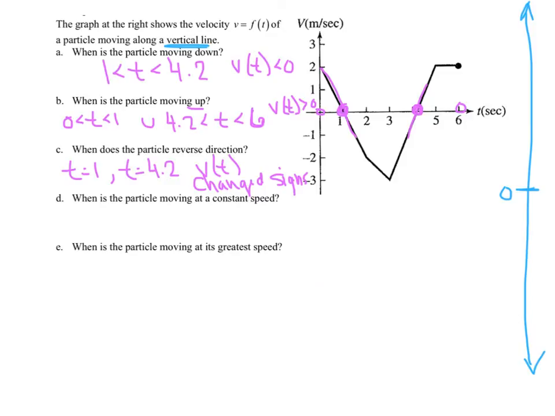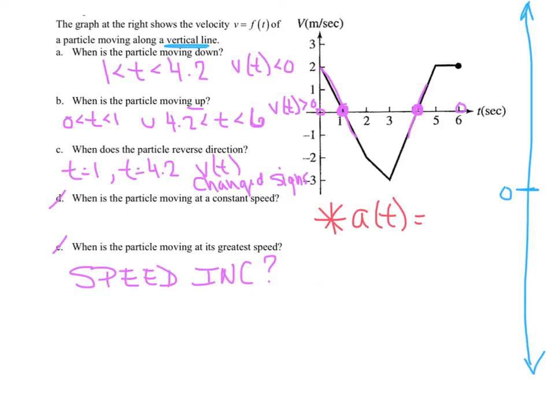Let's see. I'm going to skip these guys right now, and I'm going to pose my own question. When is the speed increasing? Okay, so we're thinking both velocity and acceleration have to have the same signs, and you're thinking, well, I know what velocity is. I've got that picture in front of me, but I don't know anything about acceleration. Oh, but you do. Now remember, acceleration is going to be the slope of this picture. Put that in your notebook. Acceleration equals the slope of velocity.